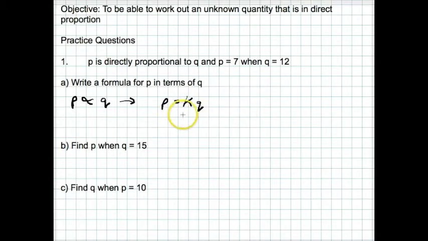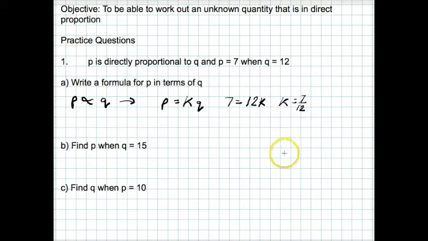Now to be able to find this constant K, we're going to put in the values that were given to us at the start. So P is 7, so we write 7, and that equals K times Q. I'm going to write it the other way around, so Q times K, or 12K. Now I need to work out what K is. If I take the 12 to the other side, or divide by 12, I'm going to end up with K being equal to 7 over 12.